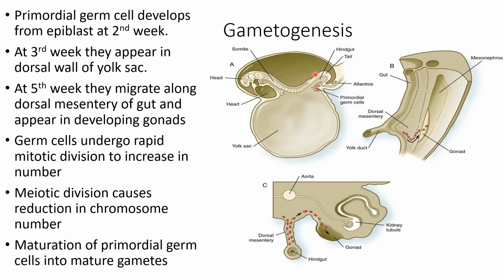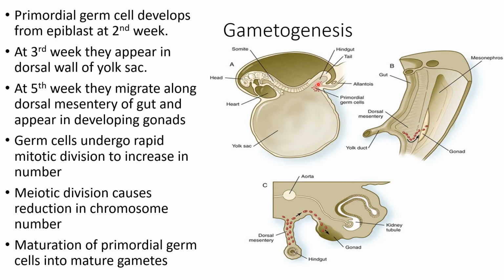Okay, so the gametes develop from primordial germ cells, and these primordial germ cells develop from epiblast at second week of intrauterine life. Now at third week, as you can see in this diagram, these primordial germ cells will migrate to the dorsal wall of the yolk sac close to the allantoic canal. So the primordial germ cells have reached the dorsal wall of the yolk sac at third week of intrauterine life.